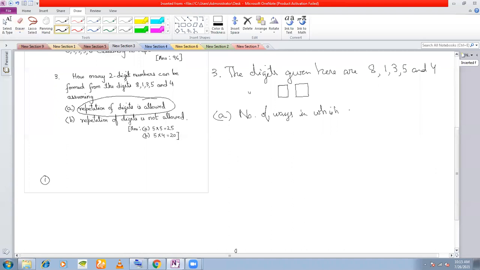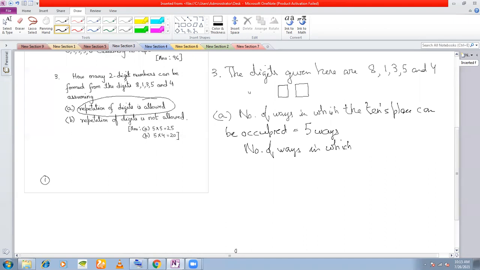So the number of ways in which the tens place can be occupied: how many digits are there? 5 digits. So the tens place can be occupied in 5 ways. Number of ways in which the units place can be occupied: how many ways can you do it? Repetition of digits is allowed. That means again in 5 ways you can do.